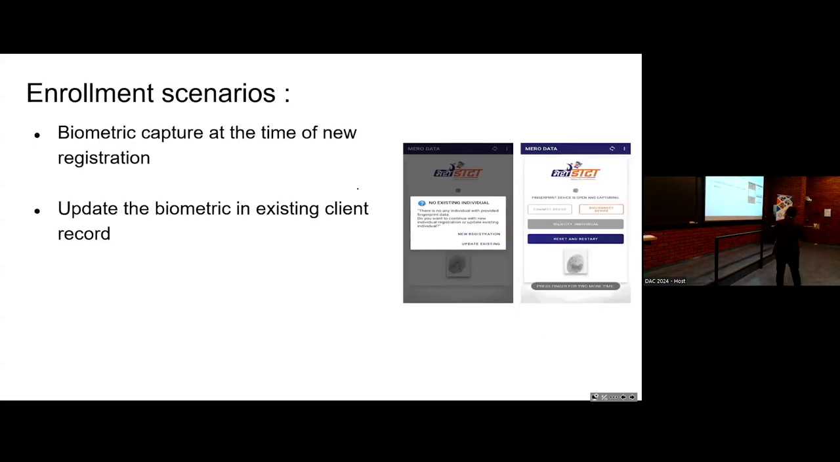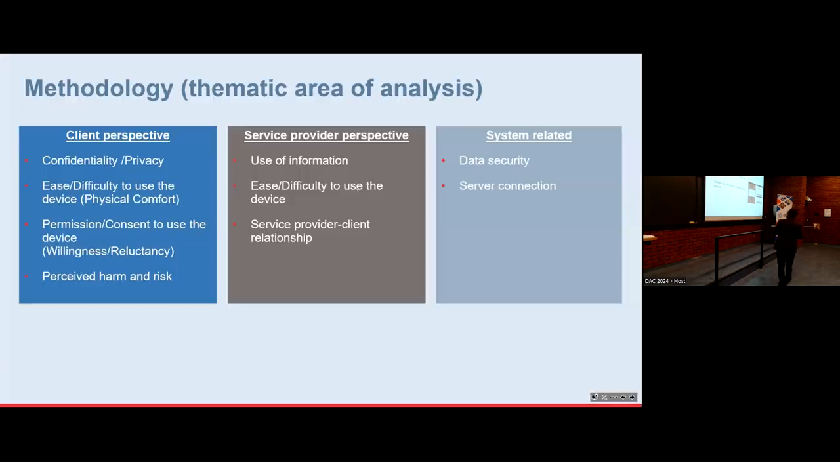So there are basically two enrollment scenarios in the system. First, the biometric capture at the time of new registration, and another one is the update of biometrics in the existing client records. These are the two scenarios that were implemented to capture biometrics in the system. After the enrollment of a biometric in the system, the deduplication was triggered.